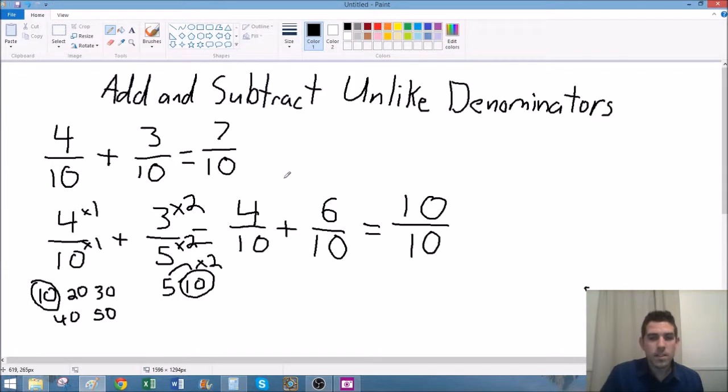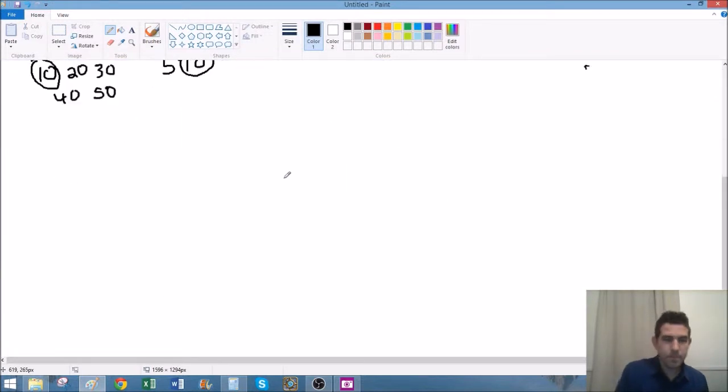Let's do one more example, a little bit tougher. How about 3/4 minus 1/3? Alright, so we do not have like denominators here, so we cannot just do 3 minus 1 and walk away. We have to get them to be like denominators.